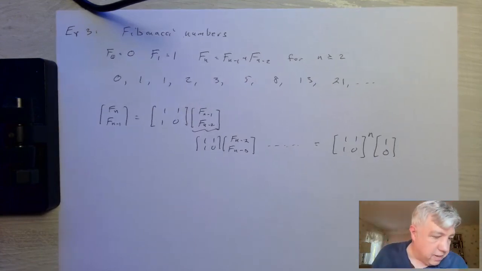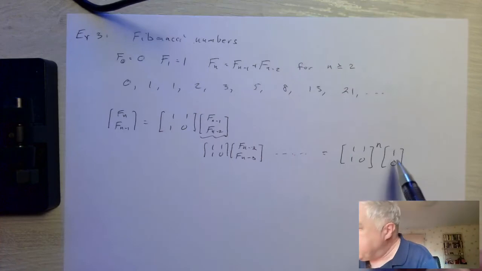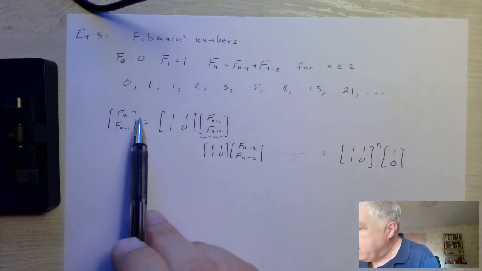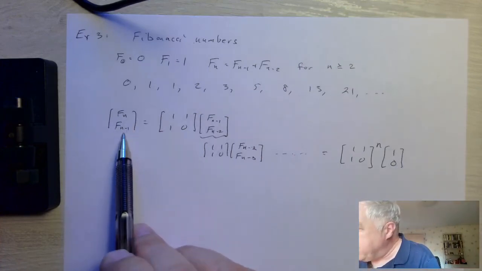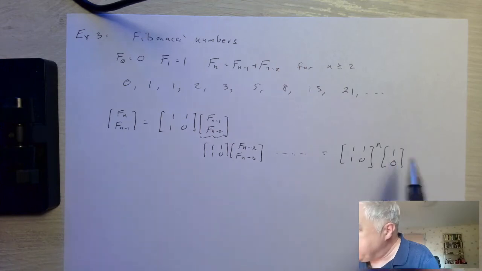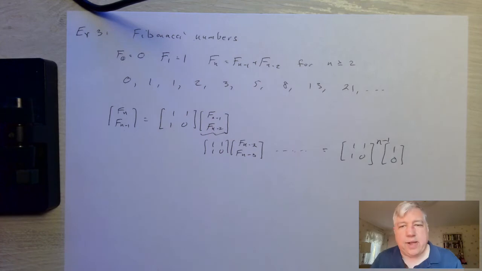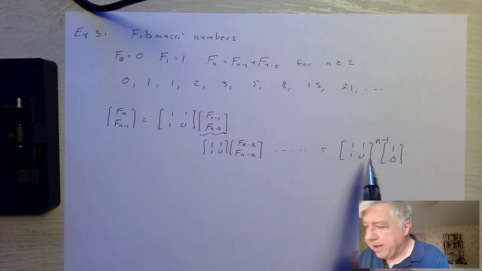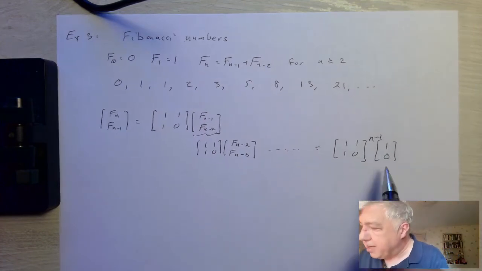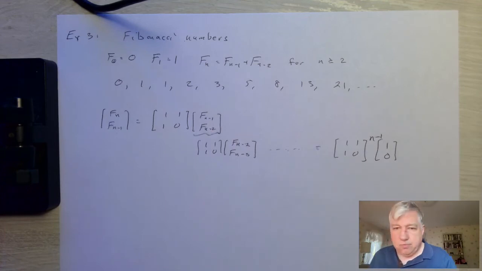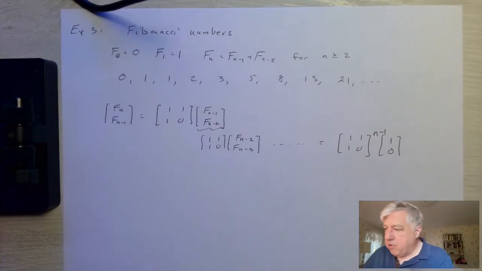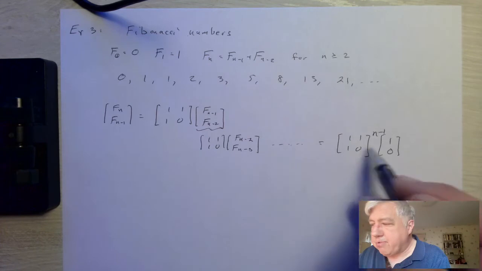Hopefully this is true, because if we have 1 and 0 here, well, maybe it's n minus 1. Okay, let me just pause for a moment. All right, yes, it was n minus 1. That's what it should be.